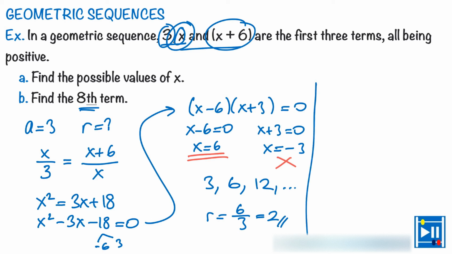Now, I can start with finding the 8th term. Let's do it here. u8 must be a times r to the power of 7. Well, I know a, I know r. A is 3, r is 2, so it's going to be 2 to the power of 7, which will give me 384 as the 8th term.